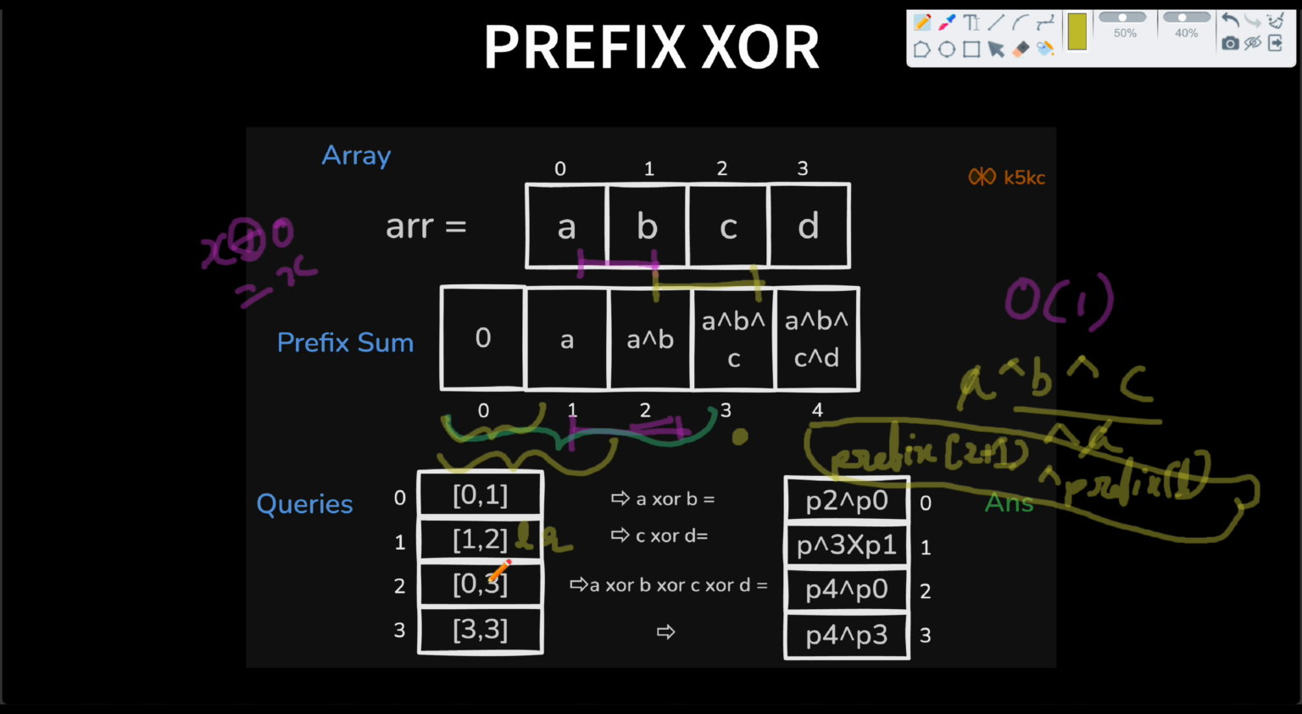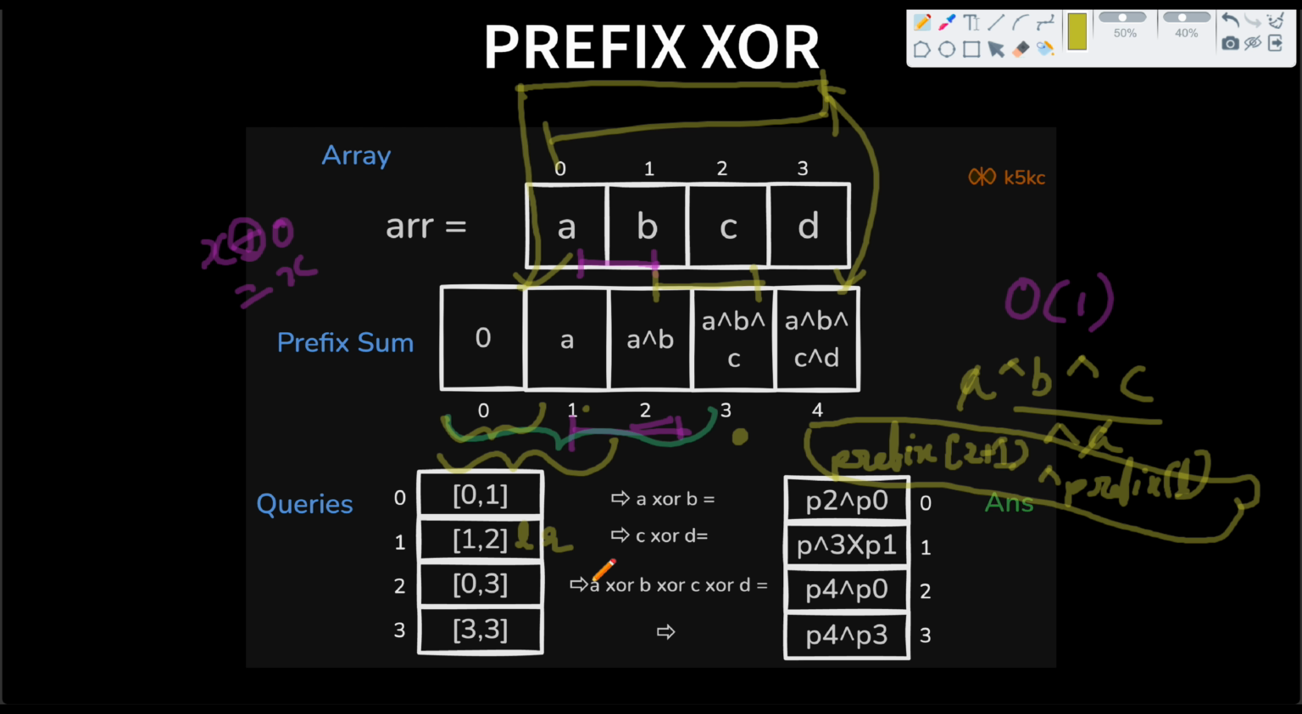Now let's look at query 2. It will be the range 0, 3. That means we take prefix sum of 4 and XOR it with prefix sum of 0. So that will give us a XOR b XOR c XOR d. Finally, for the last query, we get the range 3, 3. So we will again take prefix sum of 4, that is a XOR b XOR c XOR d, and XOR it with prefix sum of left. So it will be a XOR b XOR c. And because of this, a, b, and c will cancel out and we will have only d remaining.